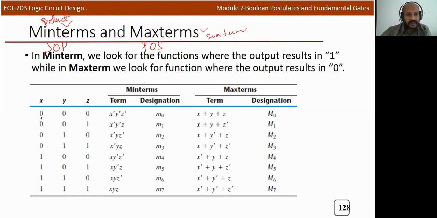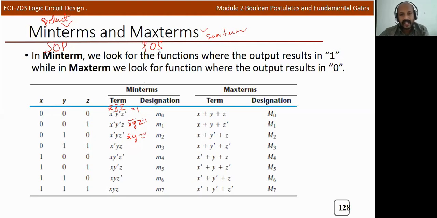So here you can see that for 0 0 0, for the variables x y z, the product term x bar y bar z bar will give you the output equal to 1. That is written here, instead of x bar it's x prime, which is another representation. The second term 0 0 1 is represented as x bar y bar z, and similarly the third term x bar y z, etc. These are known as min terms. For these min terms the output value will be 1. This is a product term.